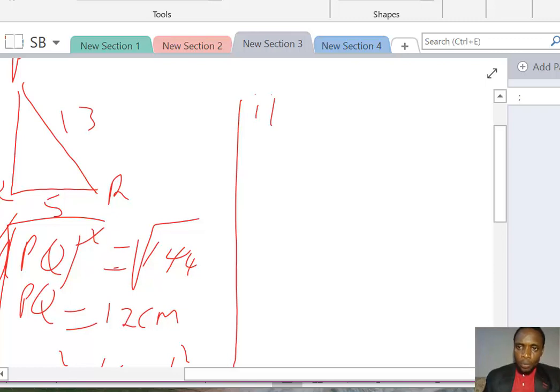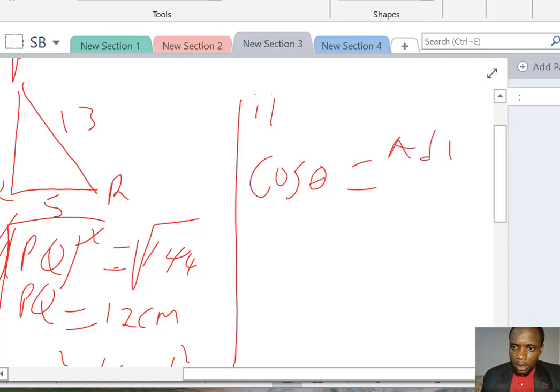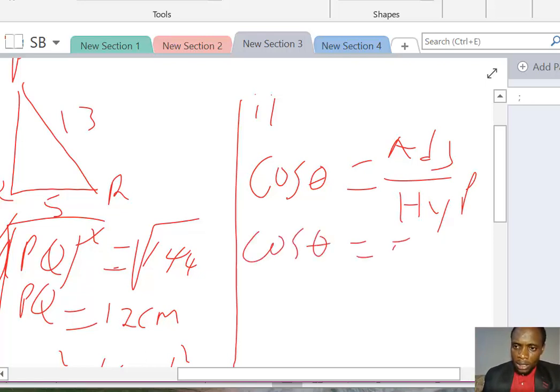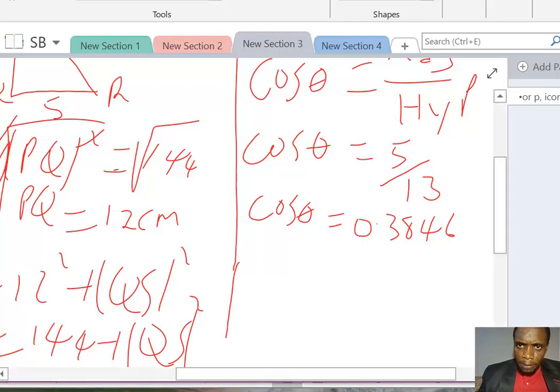So that is question 2. So we'll be having cos theta equals to, don't forget, adjacent over hypotenuse. And what is adjacent? We have cos theta to be adjacent, that is 5 over 13. So what is 5 divided by 13? So 5 divided by 13 gives us 0.384.